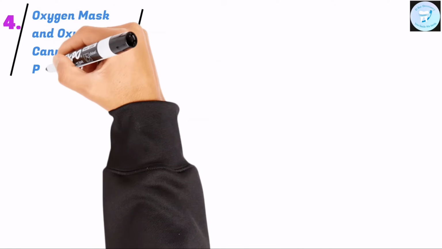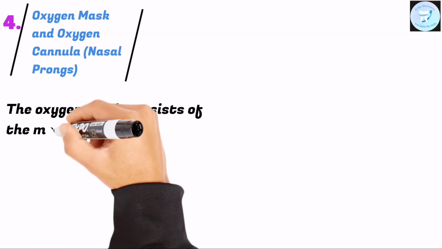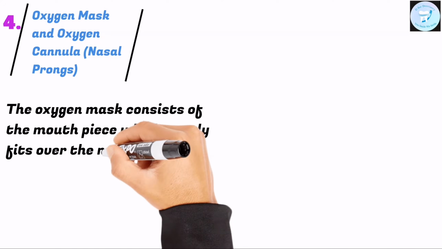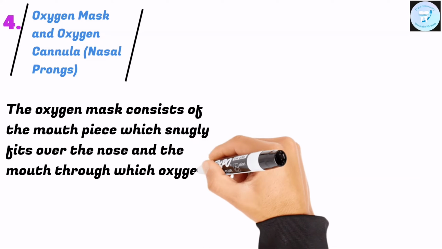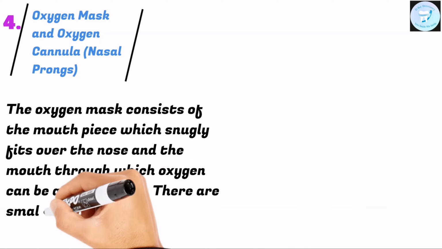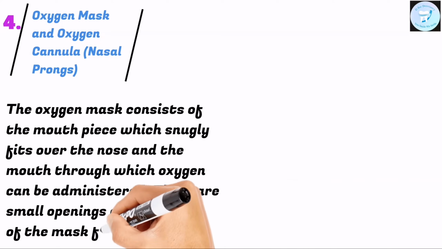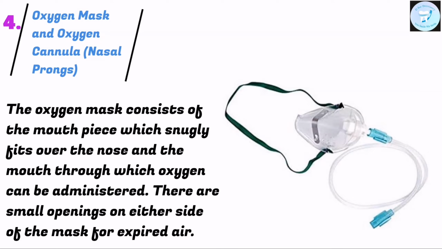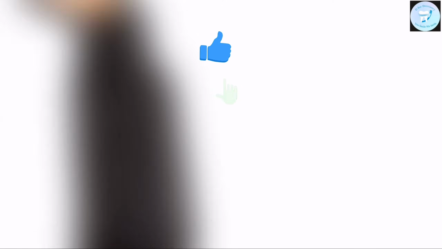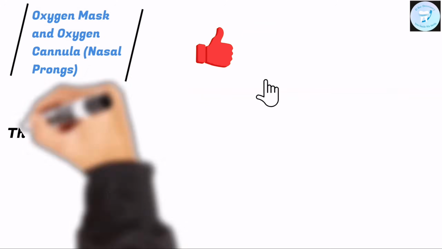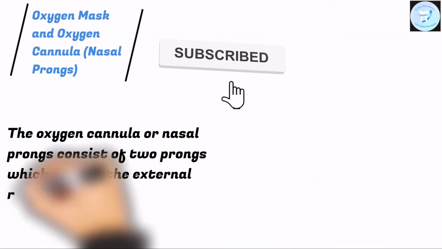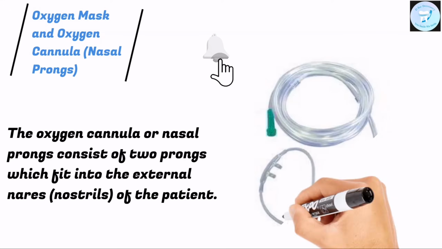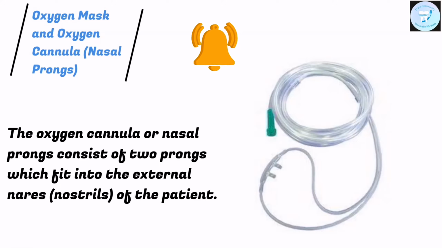4. Oxygen mask and oxygen cannula, nasal prongs. The oxygen mask consists of the mouthpiece which snugly fits over the nose and the mouth, through which oxygen can be administered. There are small openings on either side of the mask for expired air. And the oxygen cannula or nasal prongs consist of two prongs which fit into the external nares, nostrils of the patient.